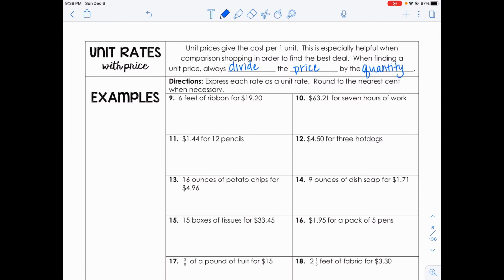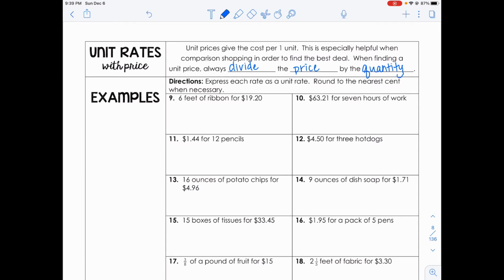This is actually extremely helpful in the real world. I do this a lot when I'm grocery shopping. If I'm trying to figure out what I'm going to get the best deal for my money, I want to spend the least per unit price or per quantity, because that gives me a better deal when I'm buying something.